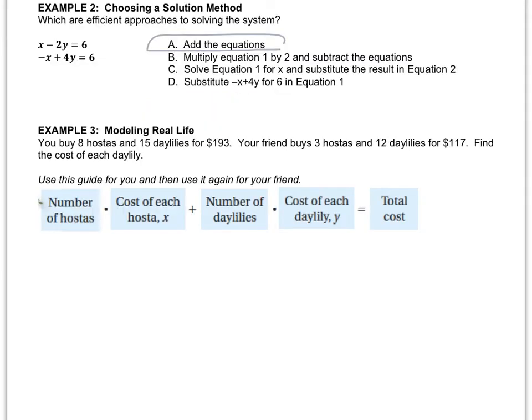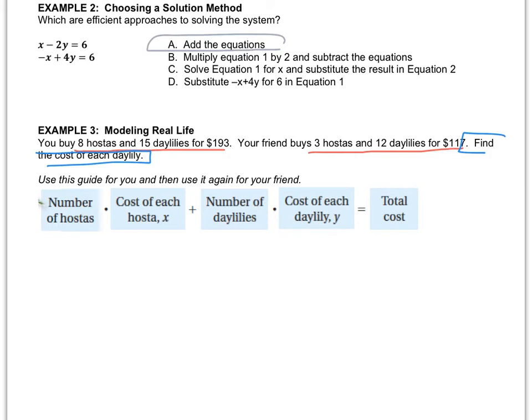All right, in example 3, we've got a word problem. So you buy 8 hostas and 15 daylilies for $193. Your friend buys 3 hostas and 12 daylilies for $117. And what we have to do is find the cost of each daylily. So it's a word problem, so our answer is going to be in words. They gave us the setup guide, so we're going to use this for both you and your friend.